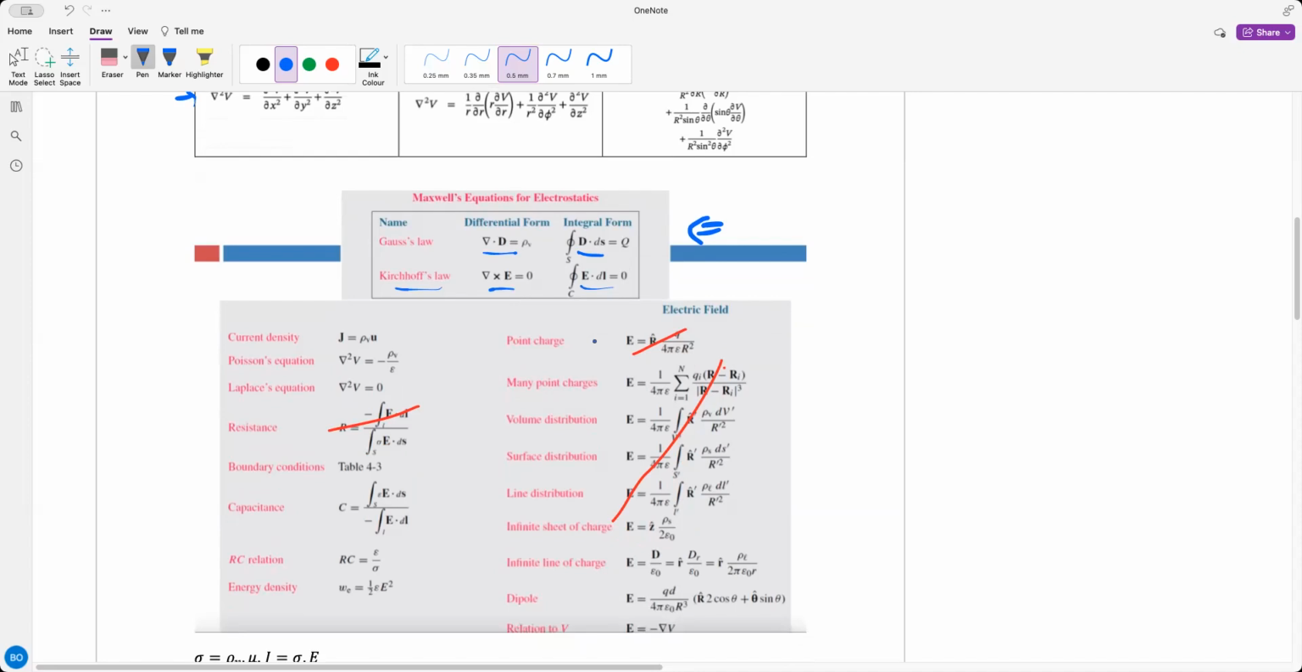Now, in order to simplify things for you, anything that is here will not be included in the exam. I will not give you this.